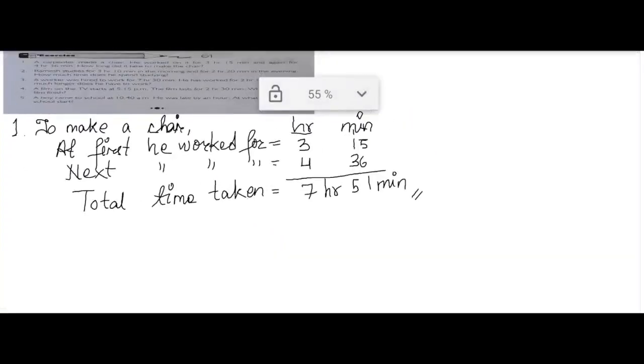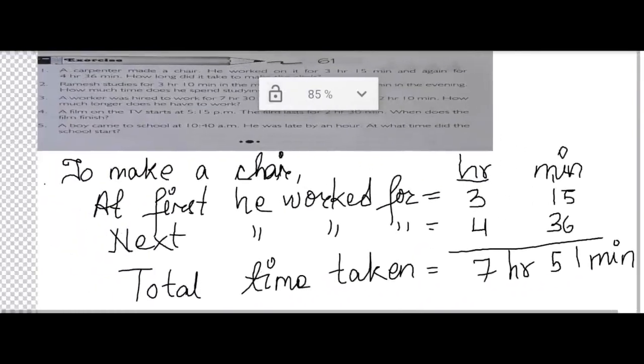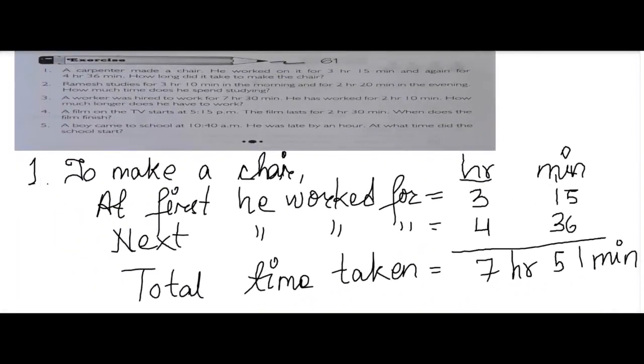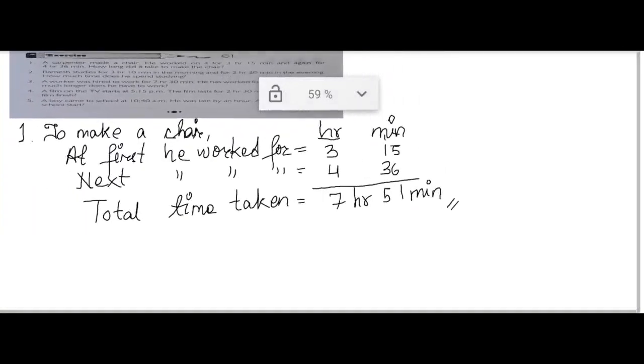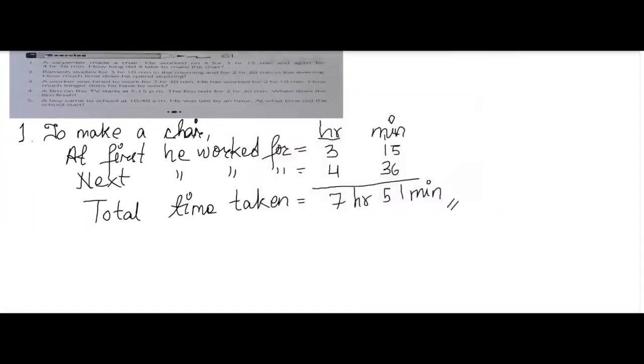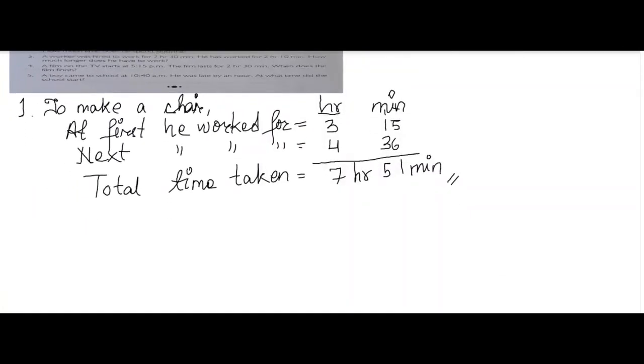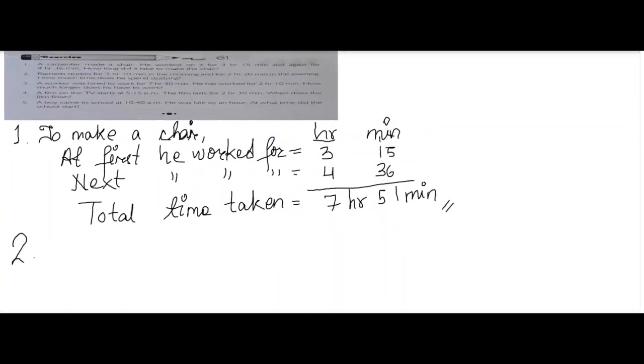Number 2, let me read out number 2. Ramesh studies for 3 hours 10 minutes in the morning and for 2 hours 20 minutes in the evening. How much time does he spend studying? So here you have to find the time of study for Ramesh, as he is studying 3 hours 10 minutes in the morning and 2 hours 20 minutes in the evening. So let me write first the statement.